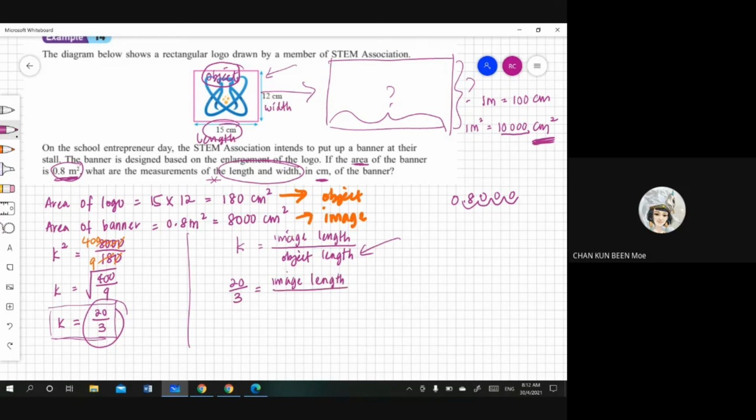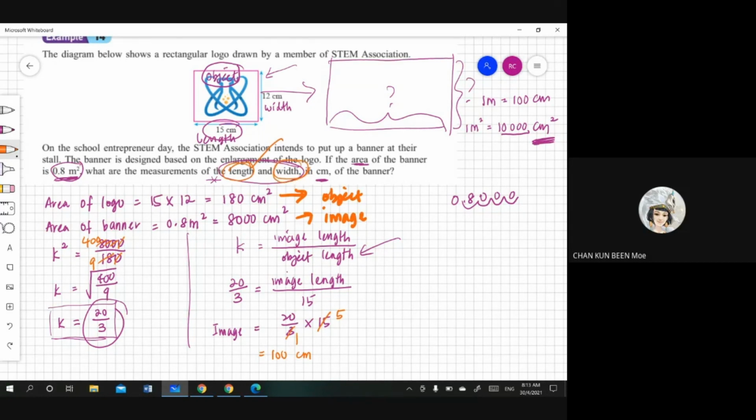Image length over 15. Therefore, to find out the image length, it will be 20 over 3 times 15. So just do cancellation. 3 times 1, 3. 3, 5, 15. 5 times 20 equals 100 centimeter. Okay, right? So we got the image length already. This one, complete. Now we need to get the width.